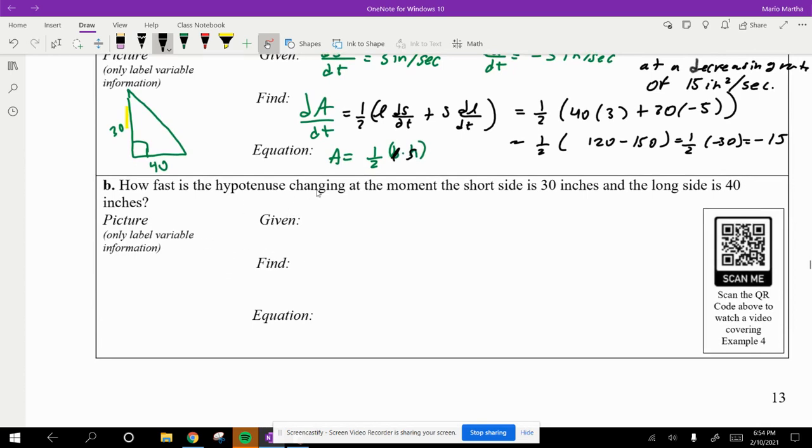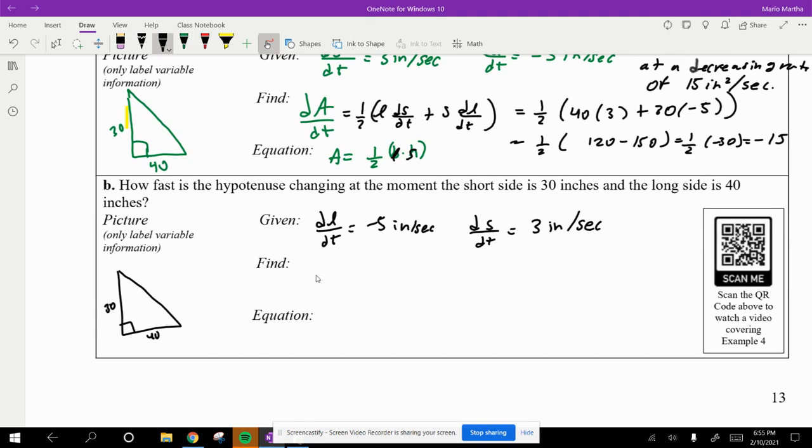So now we want to know how fast the hypotenuse is changing at the moment the short side is 30 inches and the long side is 40 inches. So again, we're still using the same picture, right? We're still going to say this is our right triangle. Let's make this the short side, 30. This is 40. And we want to know how fast the hypotenuse is changing. So we're given, again, same thing, dl over dt, which was negative 5 inches per second. And then we're given ds over dt, the short side, how fast it's changing, at 3 inches per second as well. And then we want to find the hypotenuse.